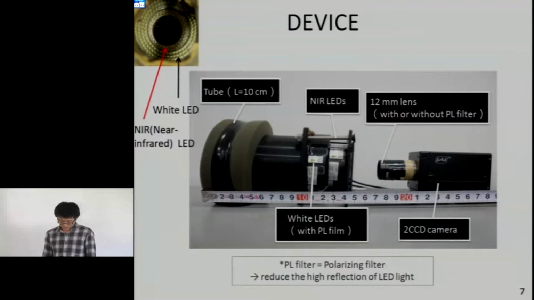And because we want to see the tapetum color, we want to reduce the specular reflection. So we added a PL filter in front of the camera lens and also in front of the white LED light.